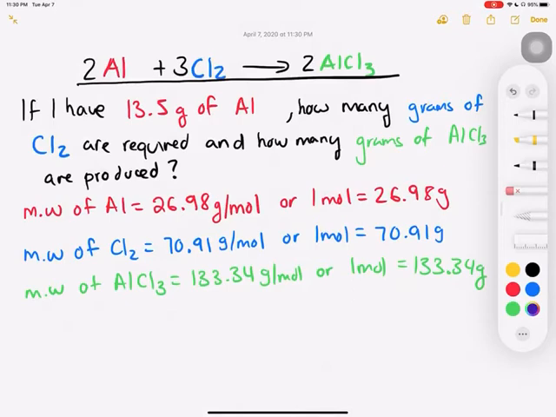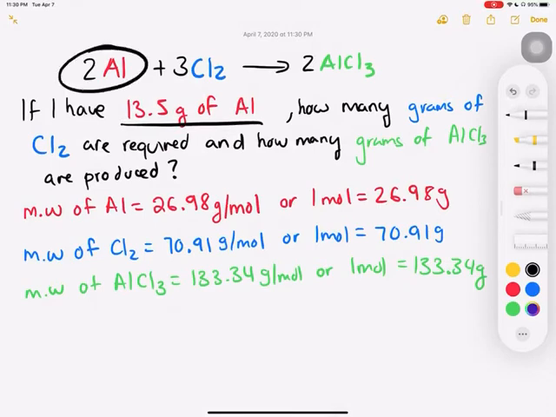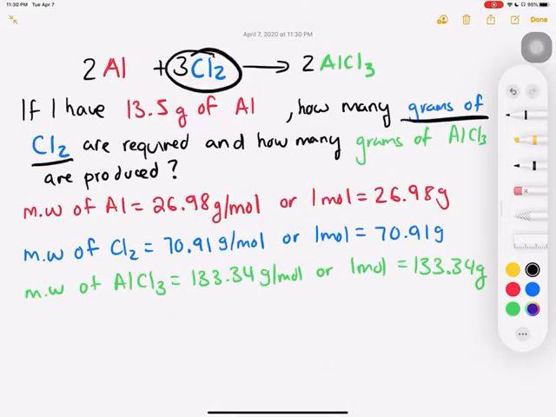So the question that is being asked is, if I have 13.5 grams of aluminum, which is the first reactant, how many grams do I need from chlorine gas, and how many grams am I going to produce of aluminum trichloride? So I'm trying to find the equivalent quantities in grams.